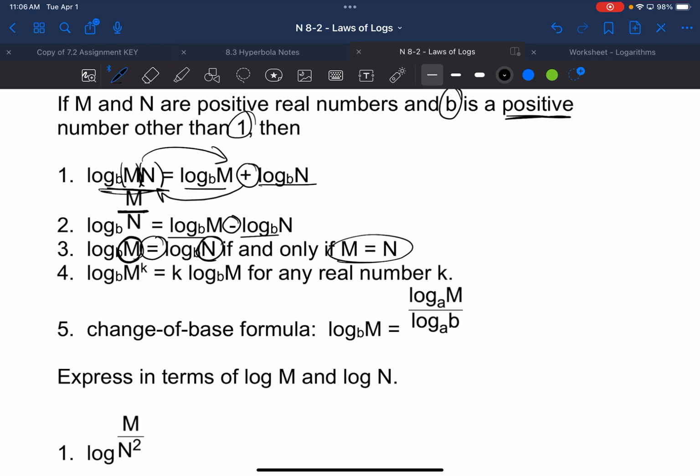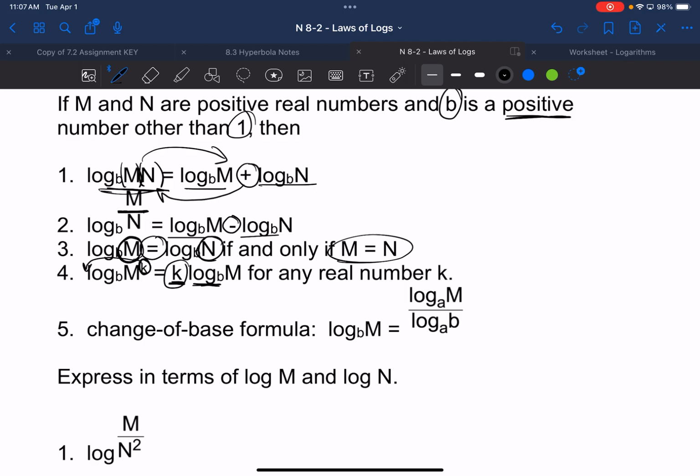Okay. Rule number 4. This one is one of those things we're allowed to rewrite, kind of like rules 1 and 2. It says log base b of m raised to some exponent k can be rewritten as taking this exponent k and pulling it to the front right here, kind of like a coefficient. So you can rewrite an exponent as a coefficient, or you can rewrite a coefficient as an exponent. But we're talking coefficient as in in front of the log. Got to be in front of the word log.